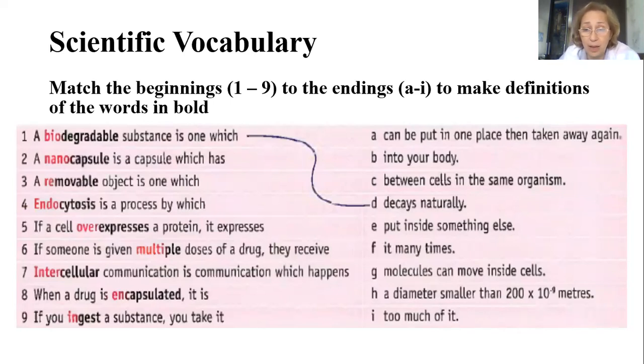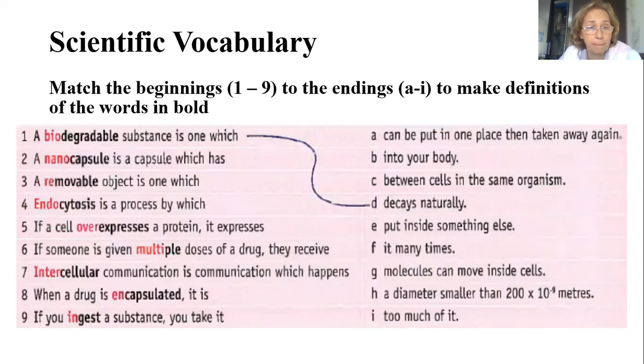A nanocapsule is a capsule which has a diameter smaller than 200 times 10 to the power of -9 meters. So this is very small. Do you see? Nano means very small. Okay, Duman, what about number 3? A removable object is one which can be put in one place, taken, and then taken away again. Right, you're right.